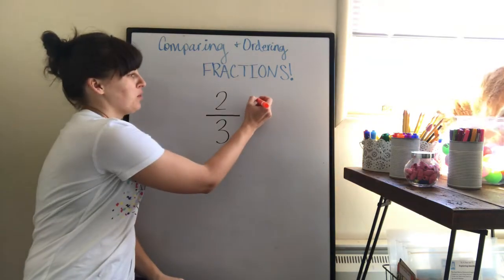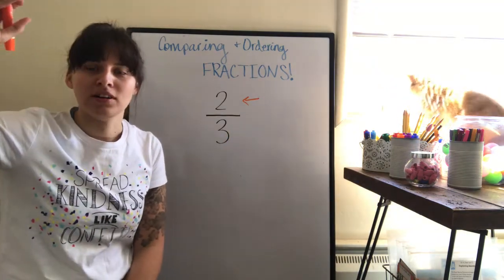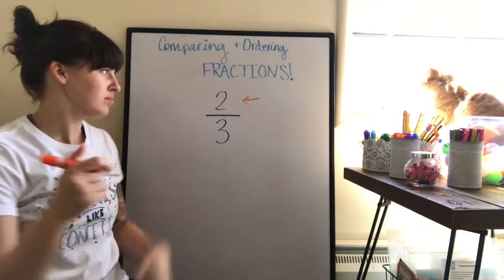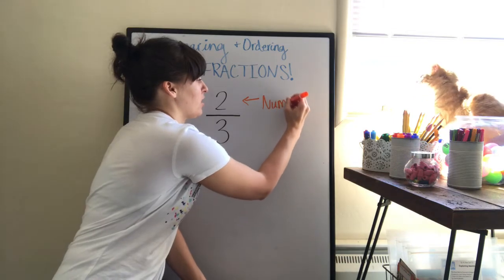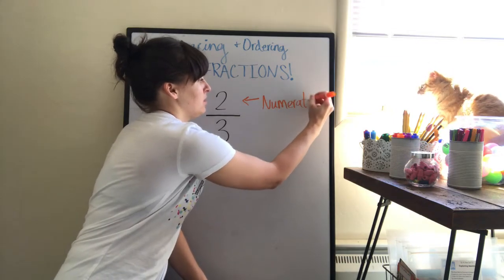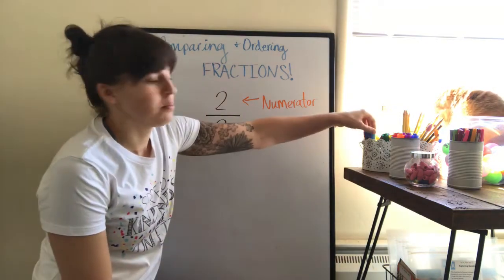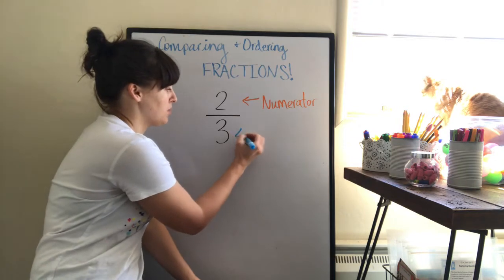Alright, I know, Mila. What is the top number called in our fraction? The number on top. I can hear you. Numerator. Okay? The top number is called the numerator. What is the bottom number called? See if you remember.